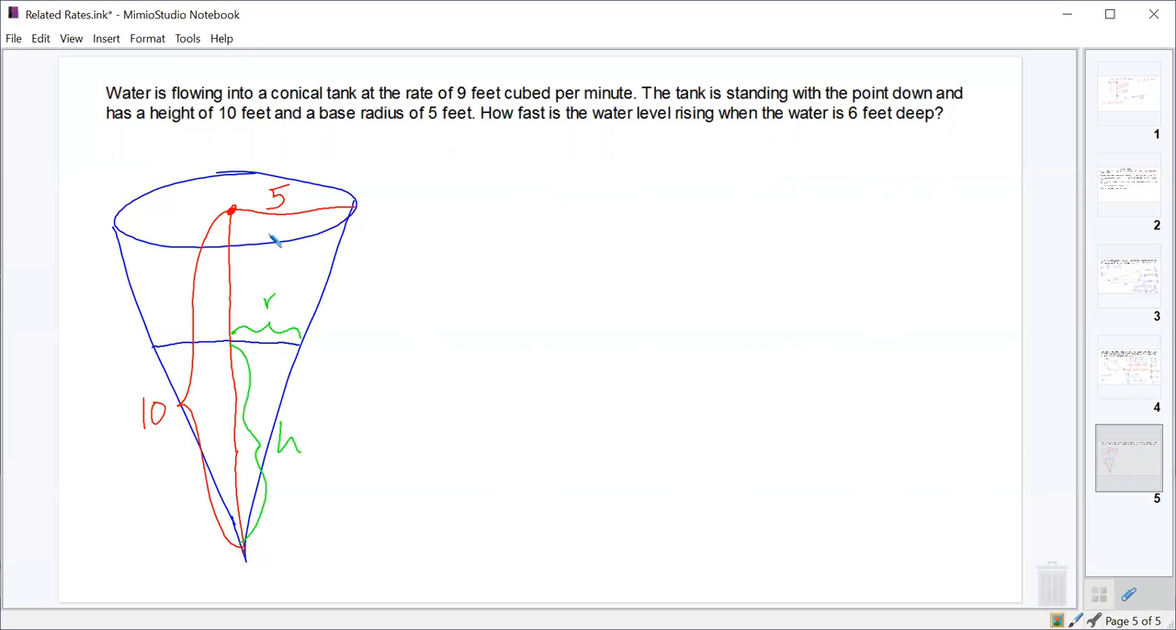Yes. All right. So we want to know how fast the water level is rising. So that'd be a change in H with respect to time. So we're looking for dH/dt. And we are given this, how fast the water is flowing into the tank. And what is that a measure of?